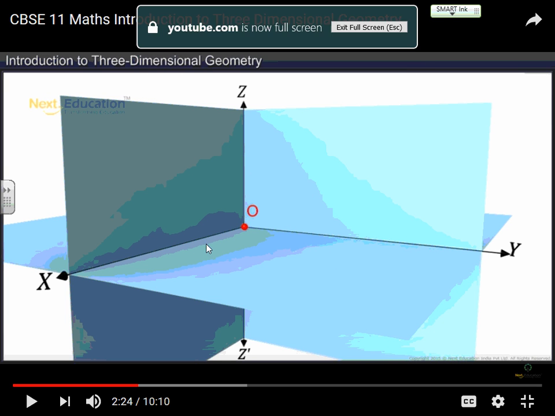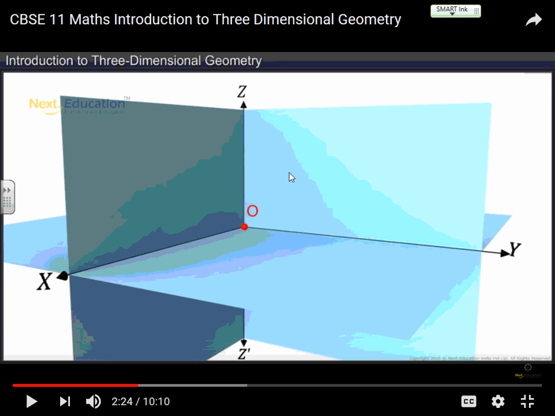So here is where X, Y, and Z are all positive. Can you kind of orient yourself here? ZX plane, divide space into 8 octants.